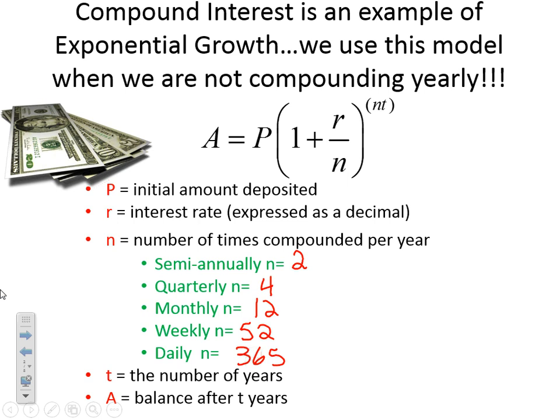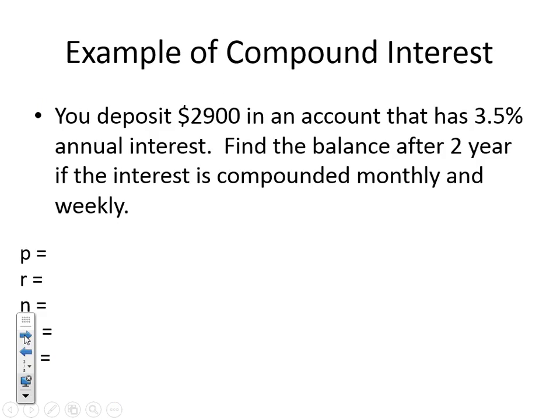Now we're going to move on to our first example. Here we go. If we're going to do compound interest, if we deposit $2,900 in an account that has a 3.5% annual interest, we need to find the balance after 2 years if the interest is compounded monthly and weekly. So we're going to do 2 of these. First one we're going to worry about is monthly, okay? So we're going to go through and fill in what we know.